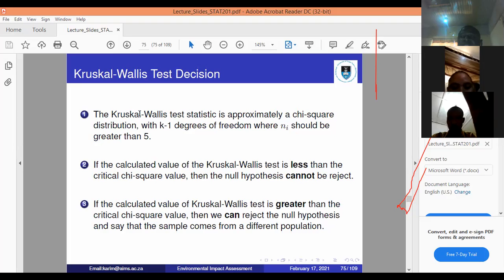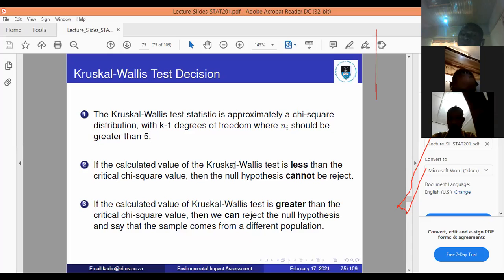So we are saying that this test approximately has a chi-square distribution, and the degrees of freedom is k minus 1. Depending on the number of groups you have, k is the number of groups, so the degrees of freedom is k minus 1, and ni is the number of observations, and each should be greater than 5. So you shouldn't have any data value being less than 5.